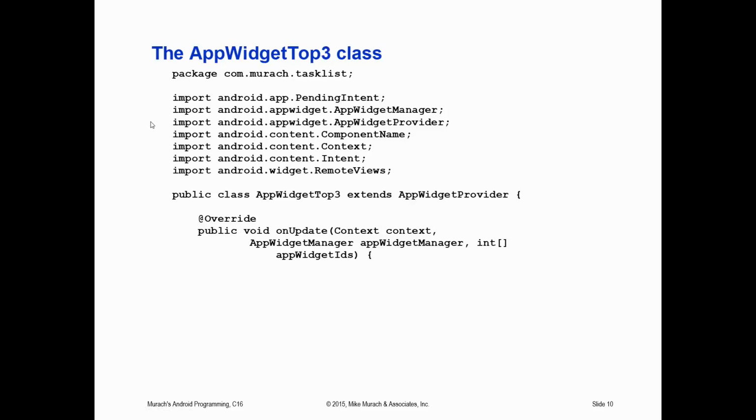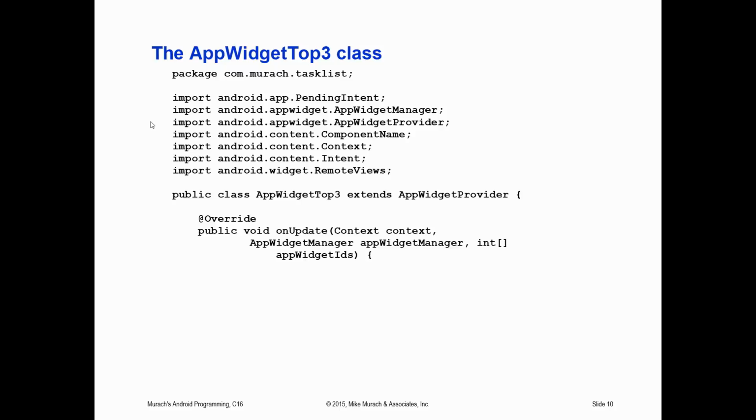Figure 16.4, which is on pages 510 and 511, 512 and 513, shows how to code a provider class for the app widget, which extends the AppWidgetProvider class. Within this class, the onUpdate method contains the code that sets up the app widget and displays it on the user interface. This method, the onUpdate method, accepts three parameters: a context object, an app widget manager object, and an array of IDs for all app widgets for this provider.